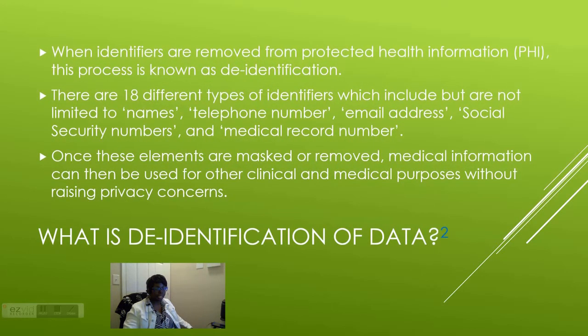What is de-identification of data? The de-identification of data in the healthcare industry happens when identifiers are removed from protected health information. There are 18 different types of identifiers, which include, but are not limited to, names, telephone numbers, email addresses, social security numbers, and medical record numbers. Once these elements are masked or removed, medical information can then be used in research, policy assessment, or comparative effectiveness studies without raising privacy concerns.